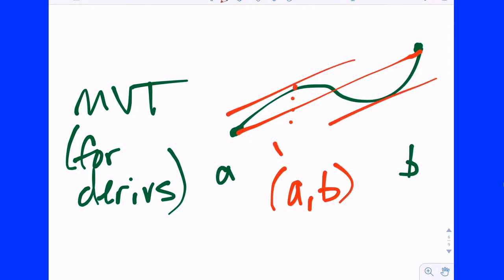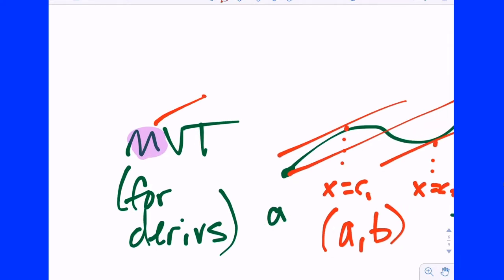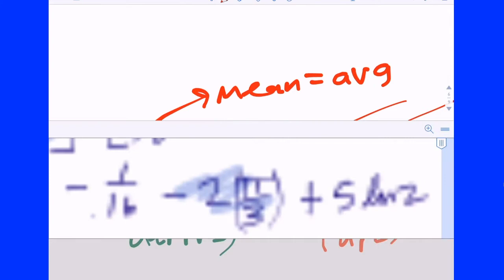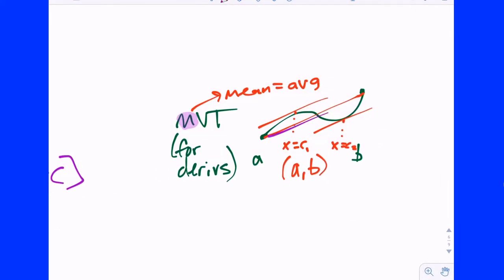In this case, I drew two of them, c sub 1 and c sub 2, where the average rate of change equals the instantaneous rate of change. But it has to be on the open interval. So if one of the values ended up being the endpoint, that's not the one we're looking for. We can remember that easily because M means mean, which means average. The slope of the secant line is your average rate of change. So that's where that ties in.